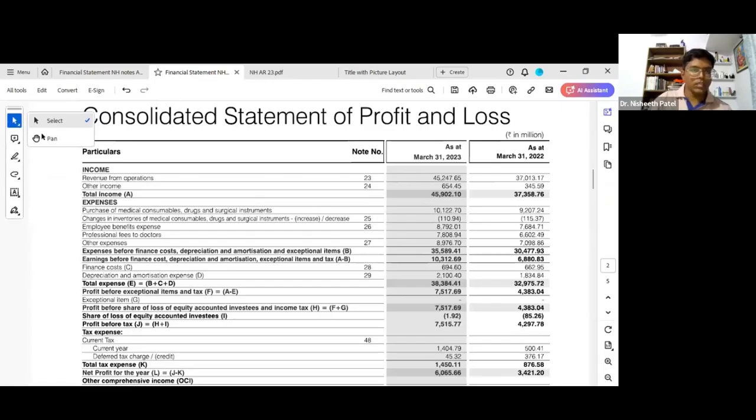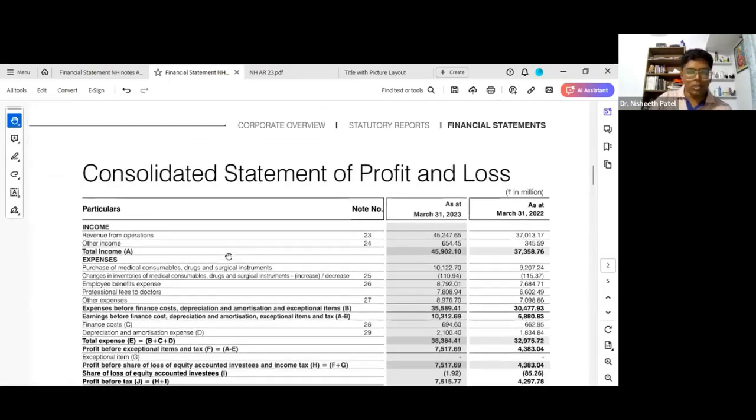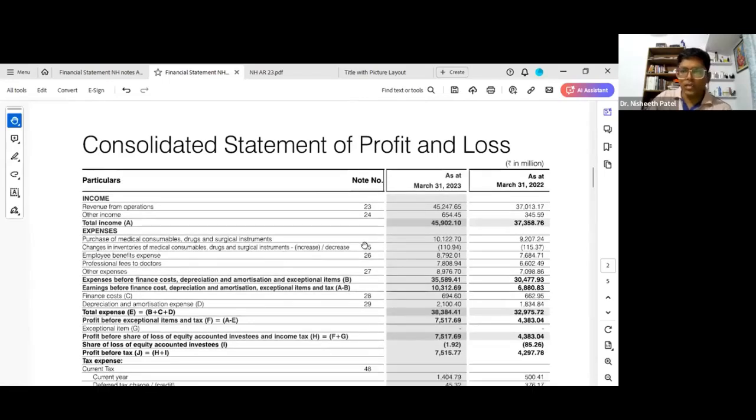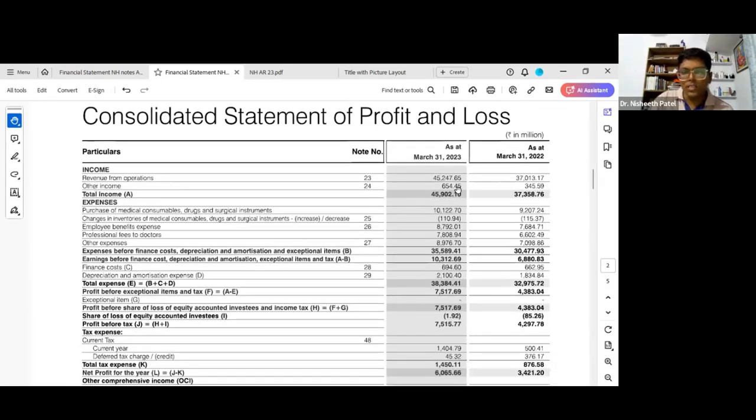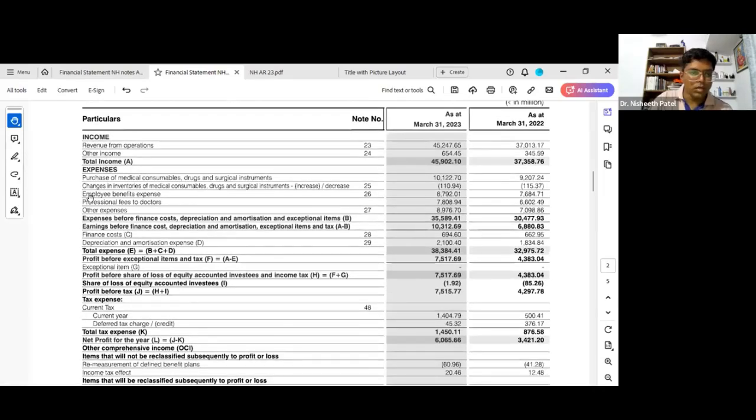statement. This is the profit and loss statement of the Narayan Rudralaya hospital chain for the financial year 2023, as on March 31st. So we can see that the company has revenue from operations of 45,247 millions. Okay. And other income is 654. The total income is 45,902.